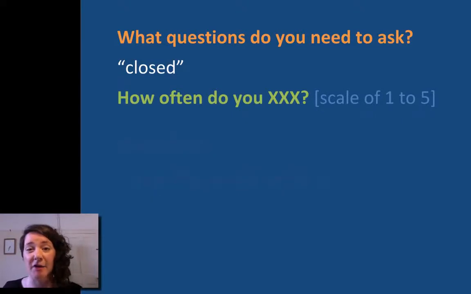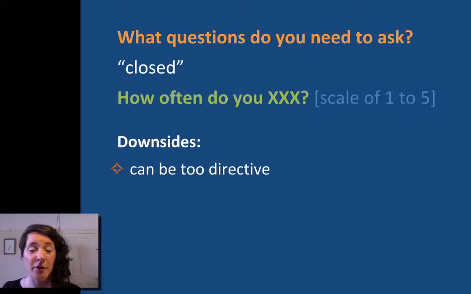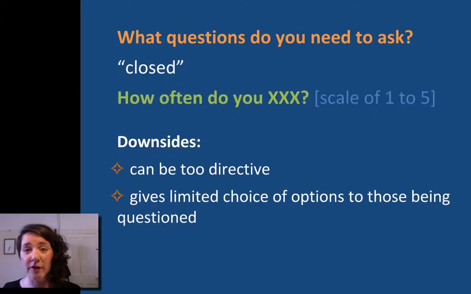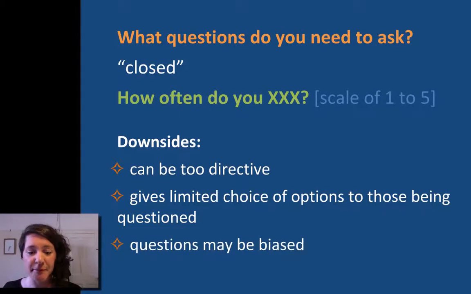There are, of course, downsides to this method as well. So it can be too directive. So you might not give people space to actually work out what they want to say. You're giving them a very closed set of options. This kind of limited choice of options might mean that people feel that there's a kind of none of the above, so that none of the things apply to them. And the questions in this case, rather than the person who's analysing them, might be biased. So again, wording those questions becomes really, really important in this type of research.